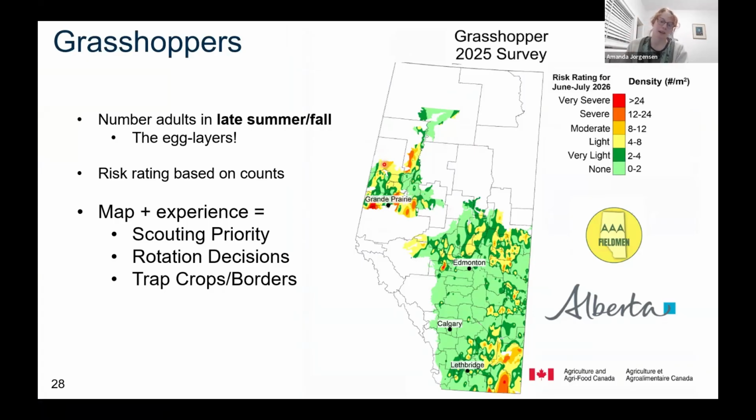Now, this is a survey where we're looking at the number of adult grasshoppers in the late summer and fall, because these are the individuals that are going to be laying eggs for the spring. And there's a risk rating that is based strictly on those counts that has been developed and verified over the years. So you can take a look at this map and, in combination with what you're experiencing in your own fields as well as interpretations, determine some of your scouting priority. If you are considering putting in a crop that is really susceptible to grasshopper damage and feeding, it can potentially impact some rotation decisions or whether you want to use a trap crop or a border for that crop.